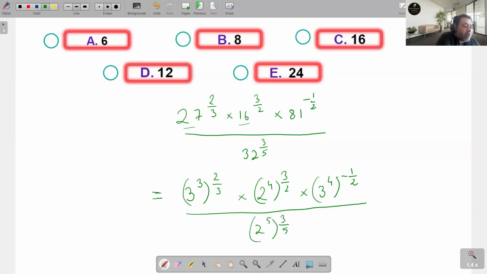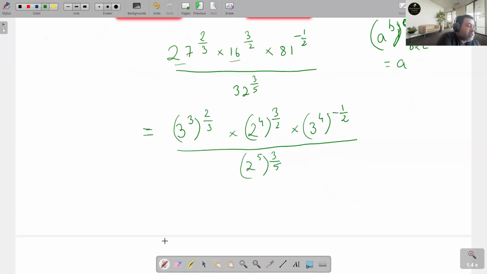Now in exponents, you know that a raised to the power b, in brackets, raised to the power c is equal to a raised to the power b into c. So we are going to use this exponent rule here. If we open the bracket, it will become 3 into 2 by 3, so 3 and 3 will cancel out, multiplied by 2 raised to the power 4 into 3 by 2.